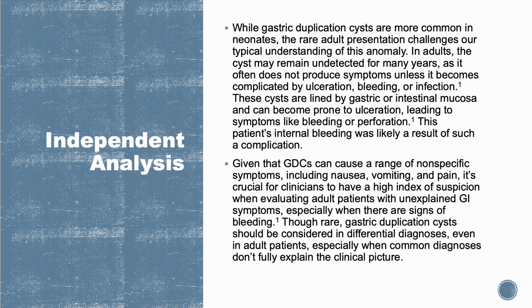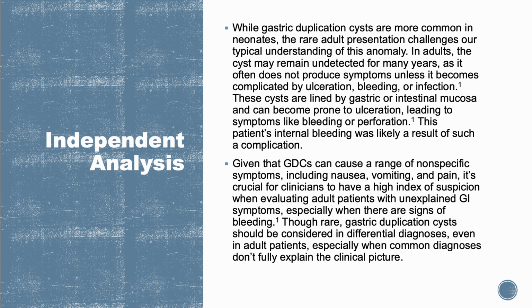Independent analysis. While gastric duplication cysts are more common in neonates, the rare adult presentation challenges our typical understanding of this anomaly. In adults, the cysts remain undetected for many years as they do not produce symptoms unless they become complicated by ulceration, bleeding, or infection. These cysts are lined by gastric or intestinal mucosa and can become prone to ulceration, leading to symptoms like bleeding or perforation. This patient's internal bleeding was likely a result of such a complication.